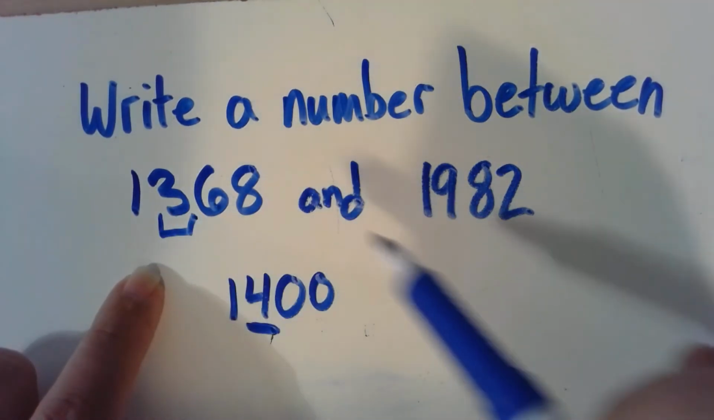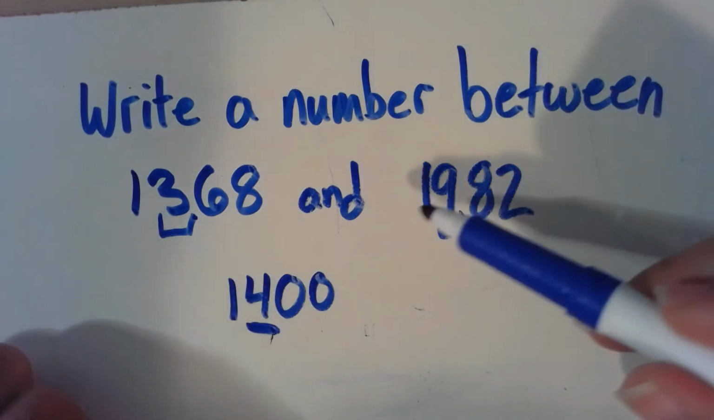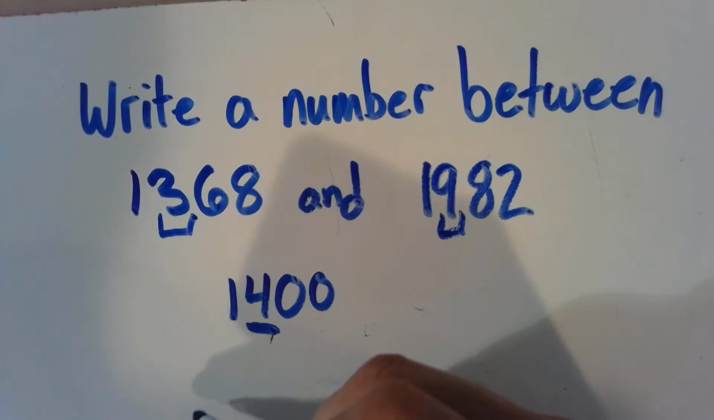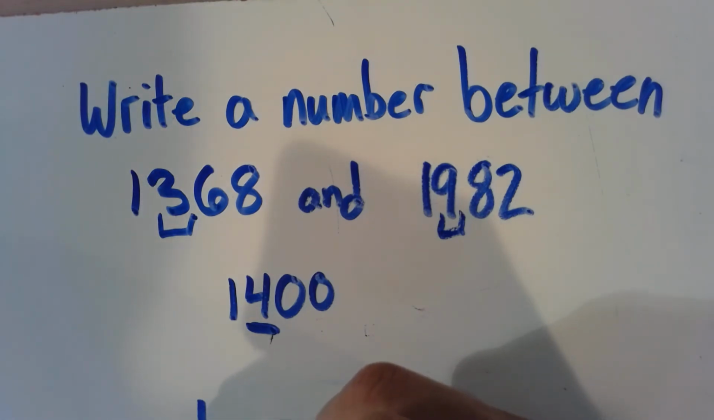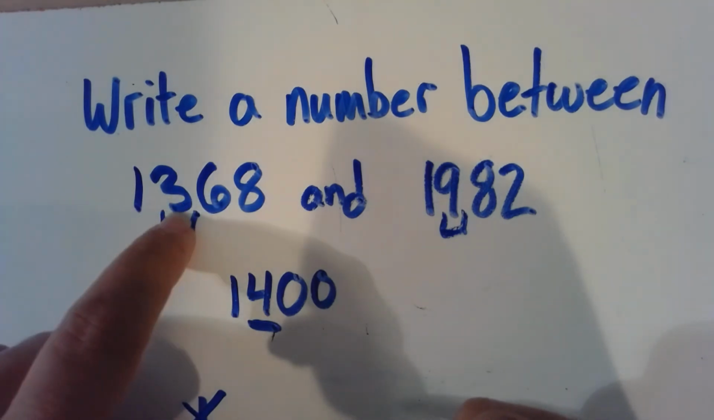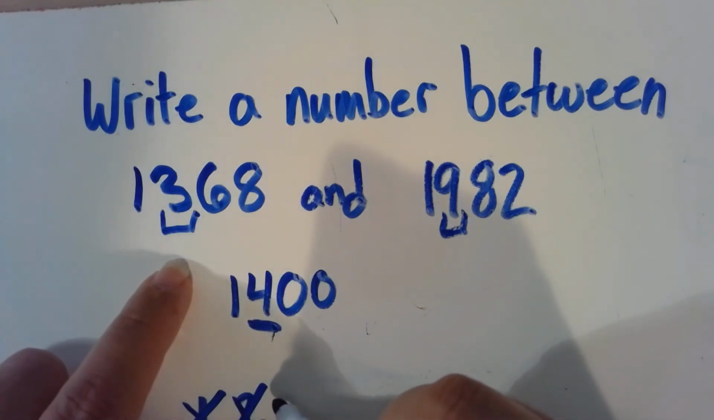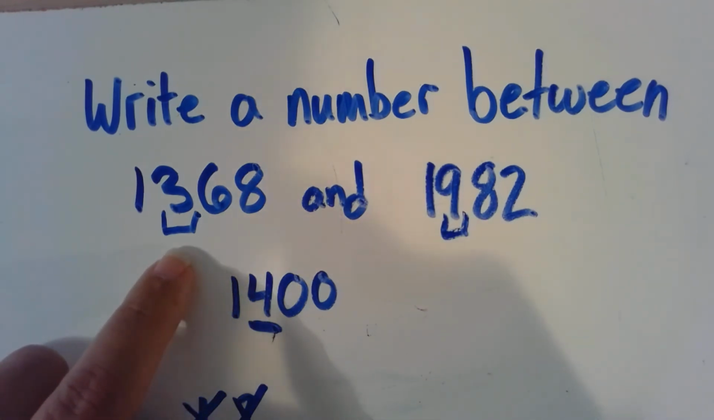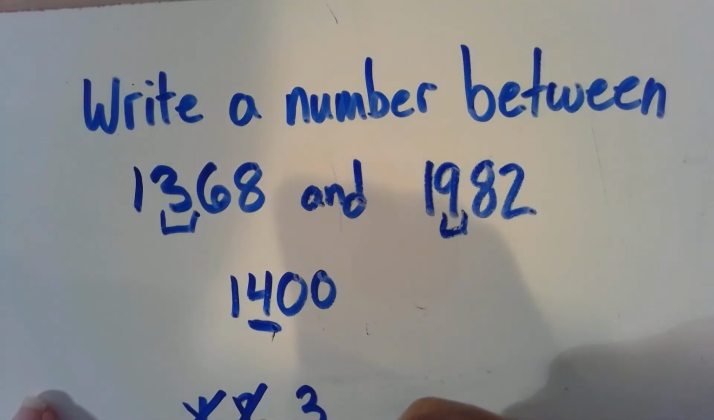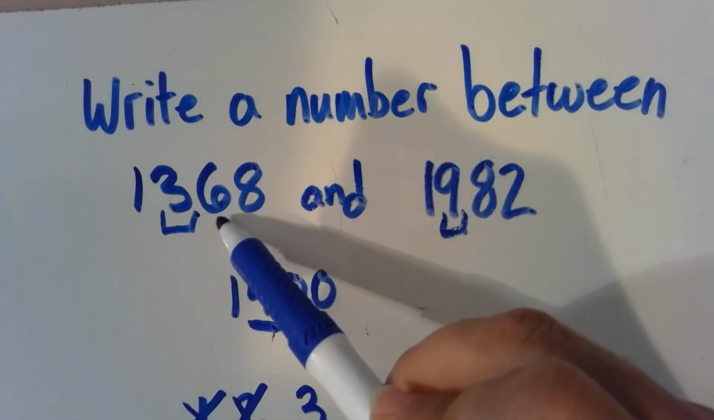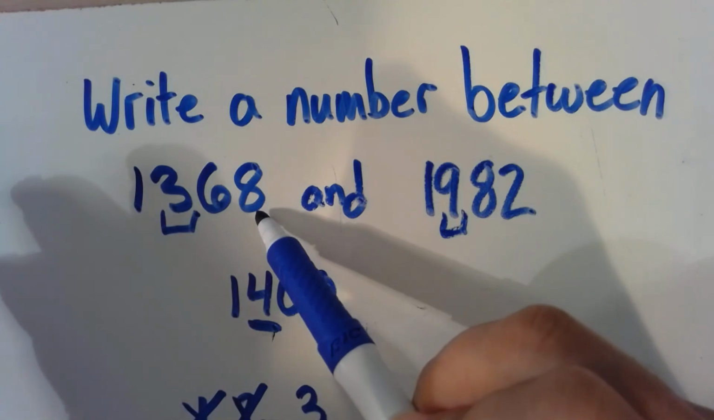So I'm looking at my hundreds column. I want a number between 1,368 and 1,982. Can I have a 1 in my hundreds column? Nope, I cannot. Because 1 is less than 3 and it needs to be greater than 3. So I just told you I can't have 1, 2. Could I have a 3? Oh, now here's the tricky part. See, this is the logic. I could have a 3, and let me explain why. I can have a 3, but my tens column has to be higher. Well, my tens and ones columns have to be higher than 68.